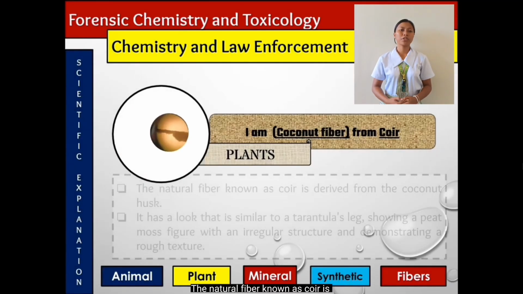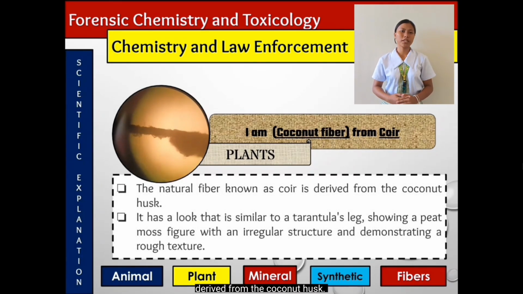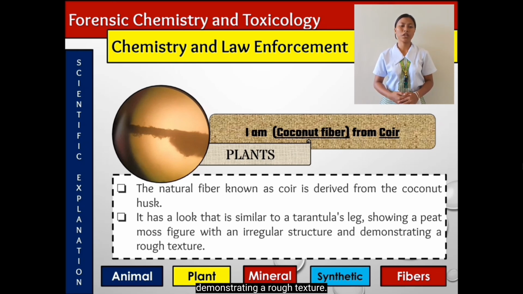The natural fiber known as coir is derived from the coconut husk. The coir fiber is the densest and toughest commercial natural fiber available. We made use of the mature coconut's brown fiber. As you can see in the image, it looks similar to a tarantula's leg, showing a spiny figure with an irregular structure and demonstrating a rough texture.